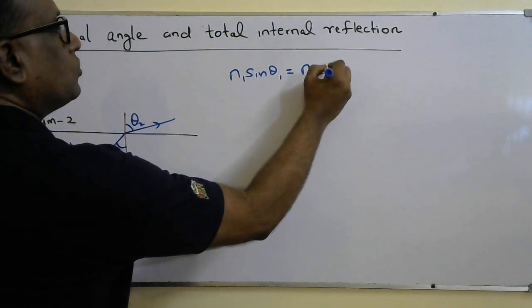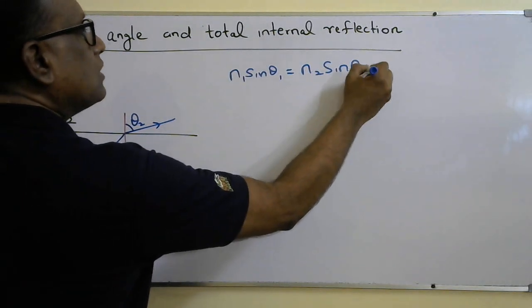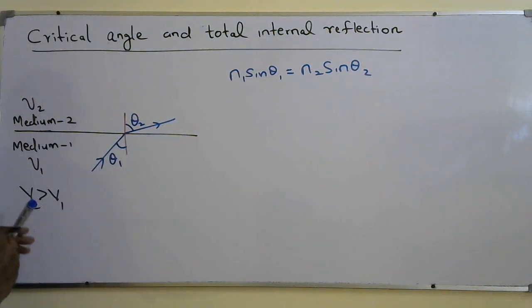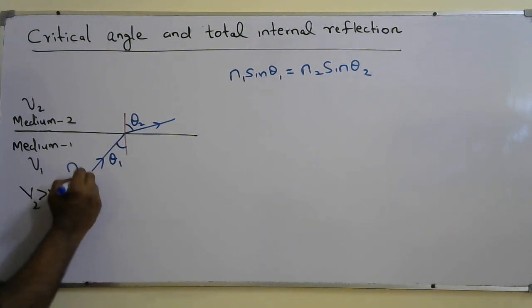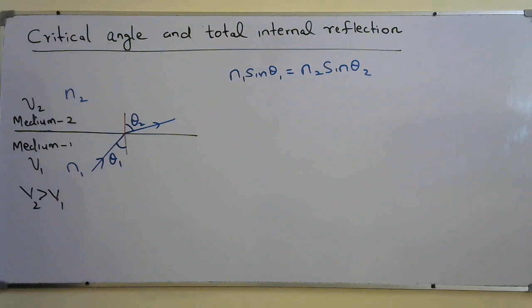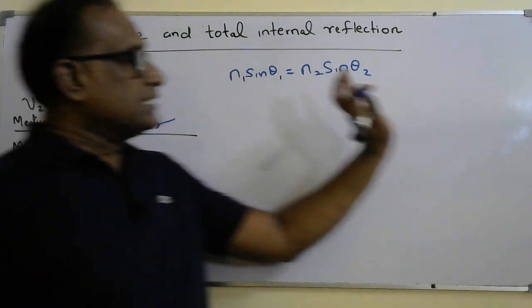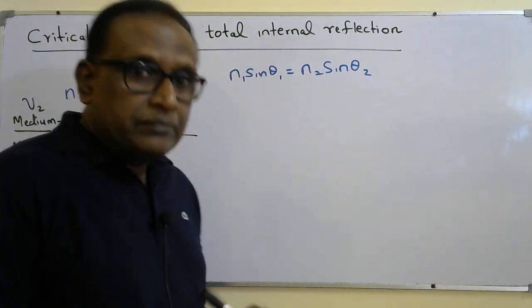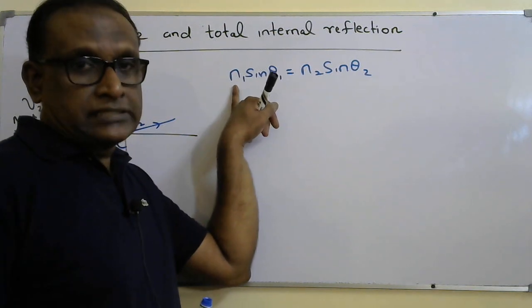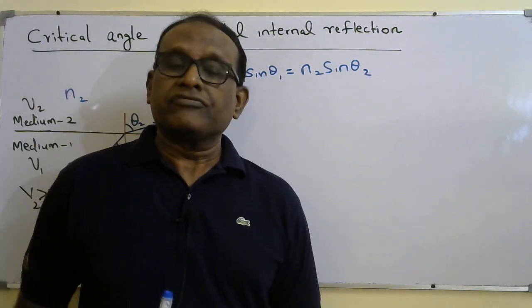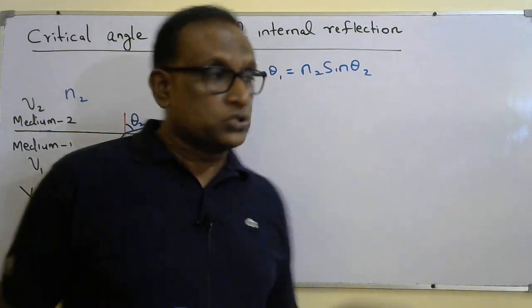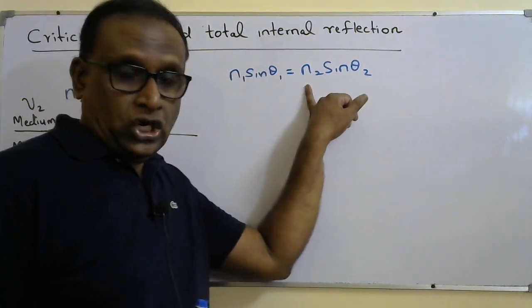equal to n2 sine theta 2. So the refractive index of the first medium is n1. Refractive index of the second medium is n2. n1 sin theta 1 is n2 sin theta 2. For a given medium, the refractive index is constant because the speed of light is constant in that medium, it won't change. So the refractive index of a medium is constant. So n1, n2 both are constants.